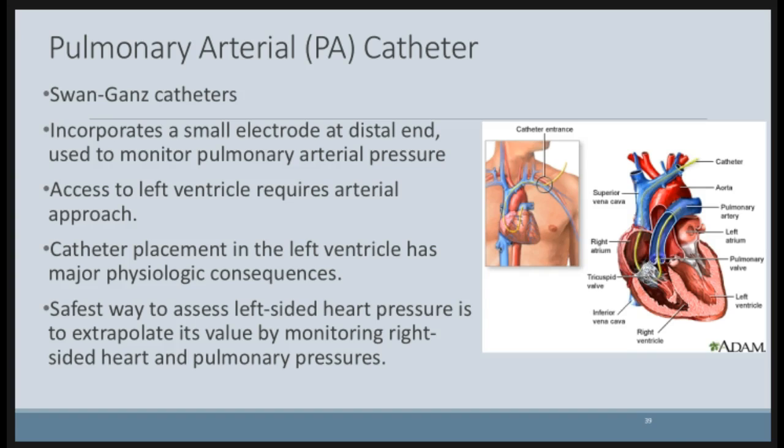And the pulmonary arterial catheter helps to determine the pulmonary pressures. And this one goes into the superior vena cava, through the right atrium, through the right ventricle, into the pulmonary artery. And it's there that it will stay to check the pressure on the left side of the heart.